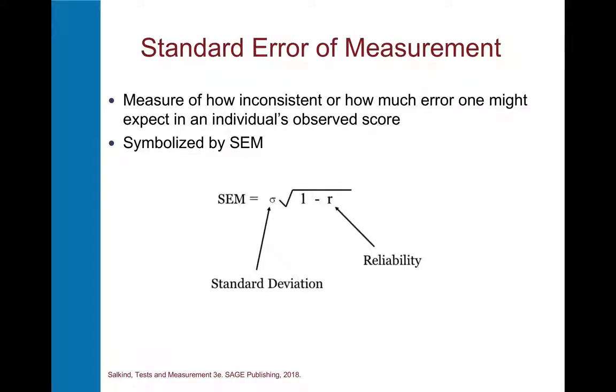Another way to understand and conceptualize reliability is through the use of the standard error of measurement. Your standard error of measurement is a measure of how much inconsistency or error one might expect in an individual's observed score. It's basically the amount of variability you might expect in an individual's true score if that test is taken an infinite number of times. So the higher the reliability of the test, the lower the standard error of measurement.